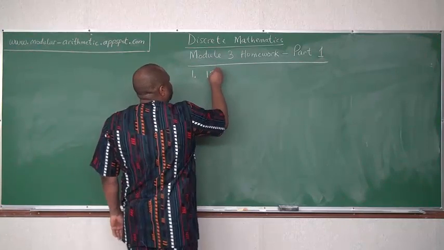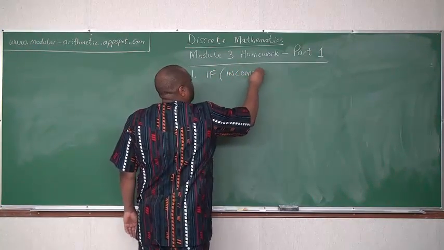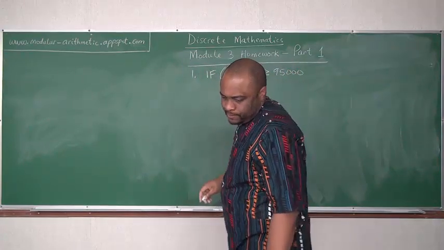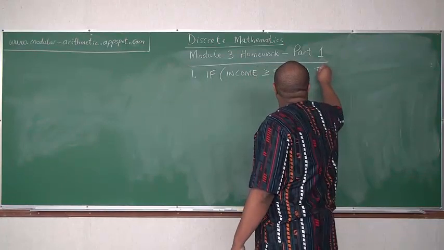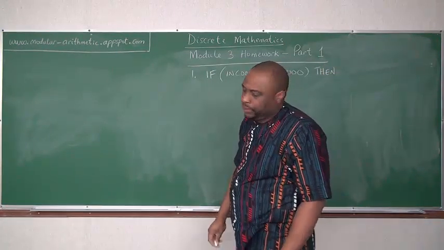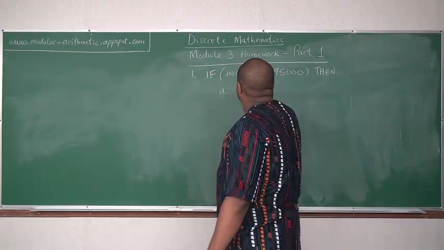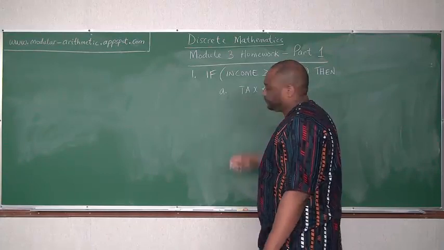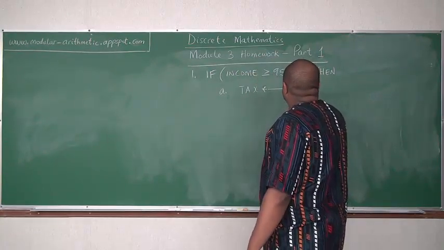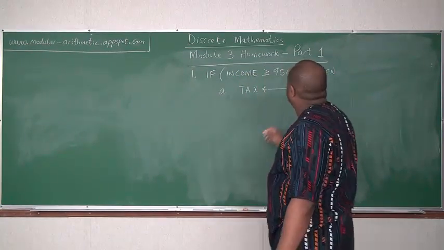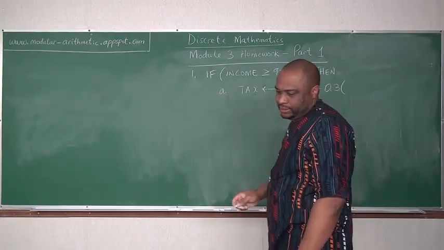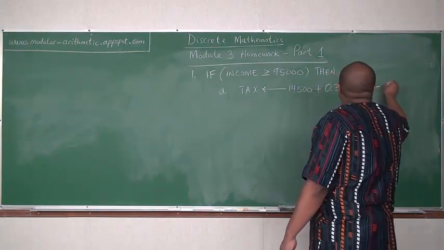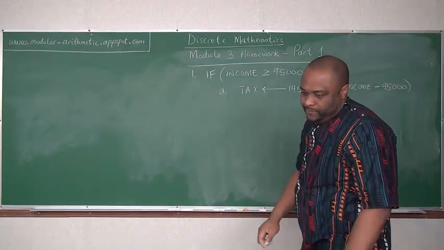Line 1: if income is greater than or equal to 95,000, then, conditional statement A, set the tax to be 14,500 plus 0.3 times income minus 95,000. Okay?